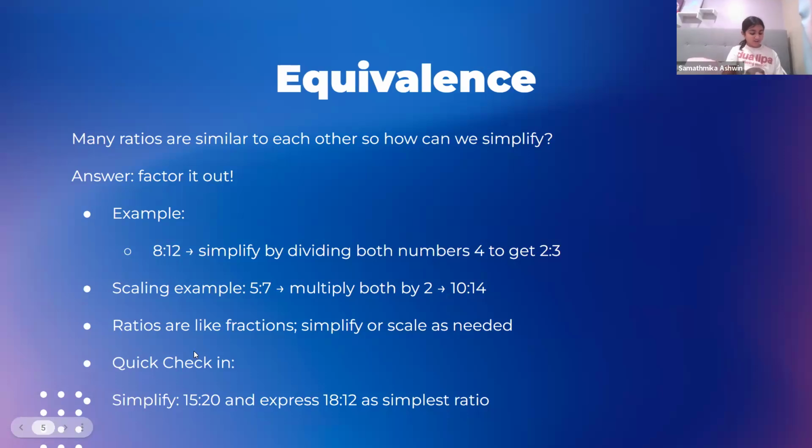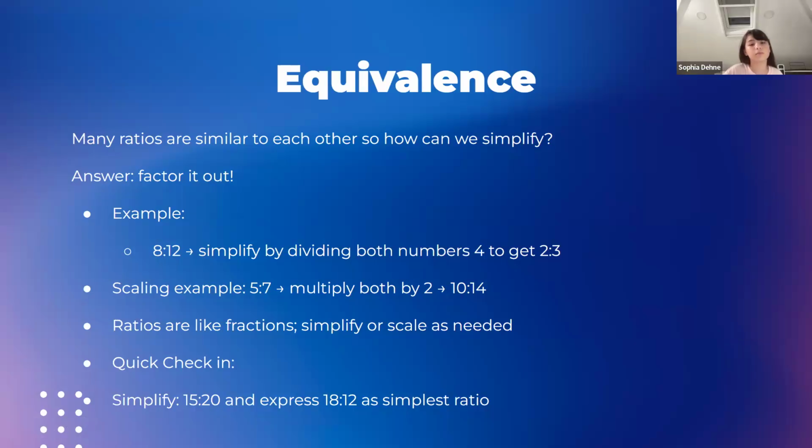Yeah, sure. So, 15 to 20 simplified is 3 to 4, because 15 divided by 5 equals 3, and 20 divided by 5 equals 4. And that's how I got 3 to 4. Okay, perfect. That's really good. And then Sophia, do you want to explain the second one?